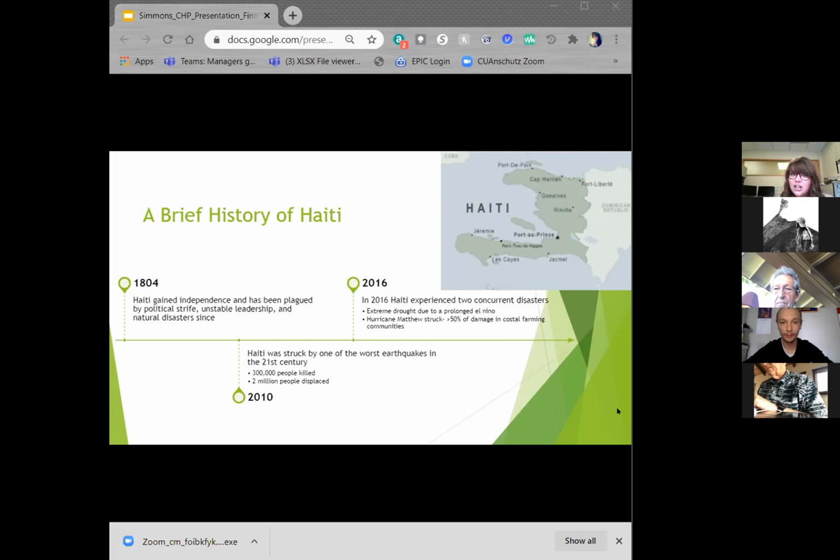caused by a prolonged El Nino, and during the same year, Hurricane Matthew struck, bringing with it flooding, landslides, infrastructure decimation, and the loss of agricultural crops, with more than 50% of that damage occurring in coastal farming communities like Petit Trou. So these areas lost 90% of their crops, their clean water infrastructure was destroyed, and vaccine cold chain programs were crushed. Haiti has also struggled with food insecurity, with more than 40% of homes experiencing some form of undernourishment or chronic malnutrition, which is inflamed following the disasters of 2016.